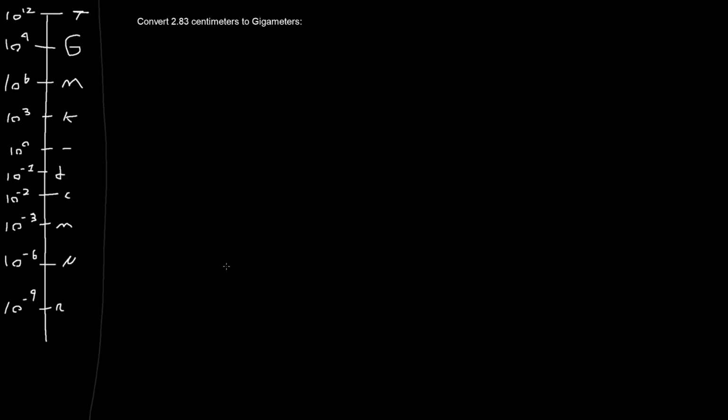Alright, what's up? So I'm going to show you guys a shortcut when doing conversions between metric system units and the prefixes here. I haven't seen it described this way, but I'm sure it's standard practice. Maybe I just haven't read enough books or seen enough lectures. Either way, we're going to run through this. So I have a problem right here. We want to convert 2.83 centimeters to gigameters.